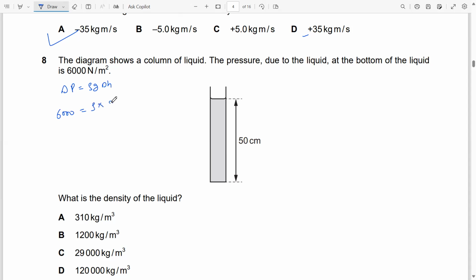G value we will use here 9.8, and height here is 50 centimeter. We can convert into meter, 50 into 10 raised to power minus 2. So rho will become 6,000 divided by 9.8 into 50 into 10 raised to power minus 2, and it will come out to be 1200 kg per meter cube. Option B.